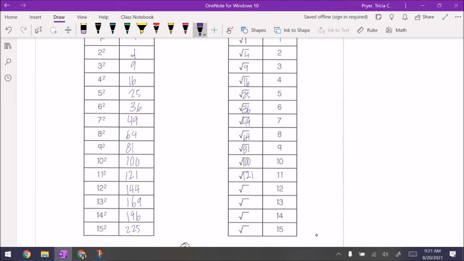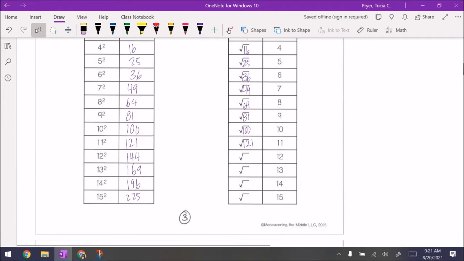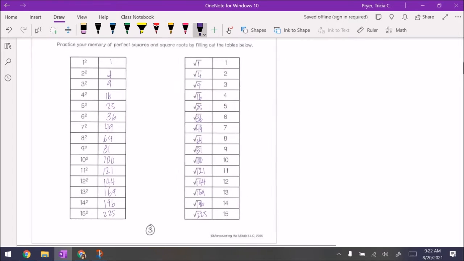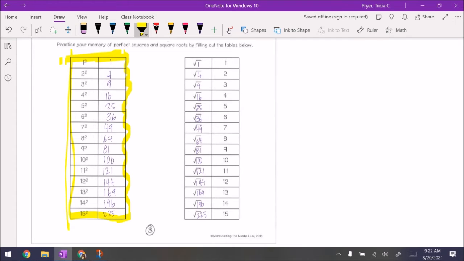The square root of 121 is equal to 11. The square root of 144 is equal to 12. The square root of 169 is equal to 13. The square root of 196 is 14. And the square root of 225 is 15. Okay, so we just filled all of this in because this is something that you will definitely want to memorize. You want to know all of these perfect squares all the way up to 15. If you know more, that's great.